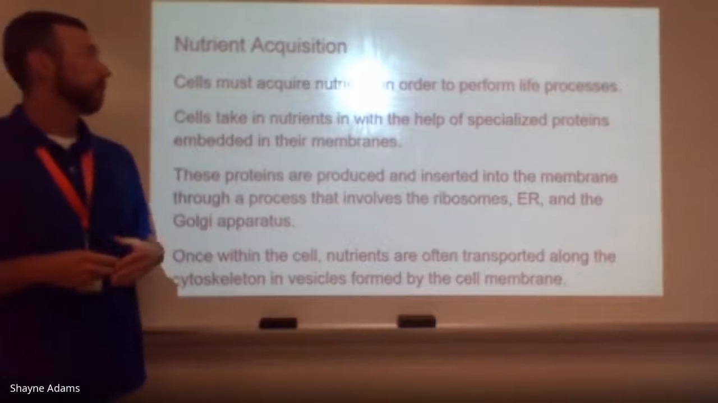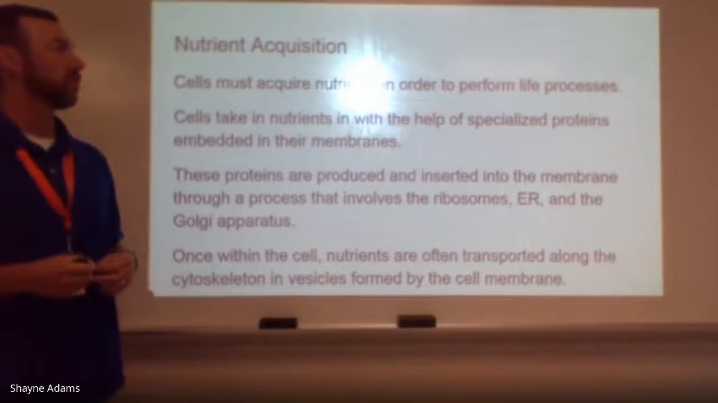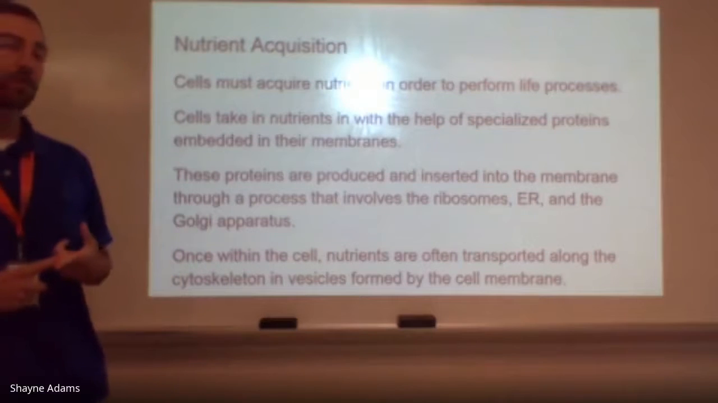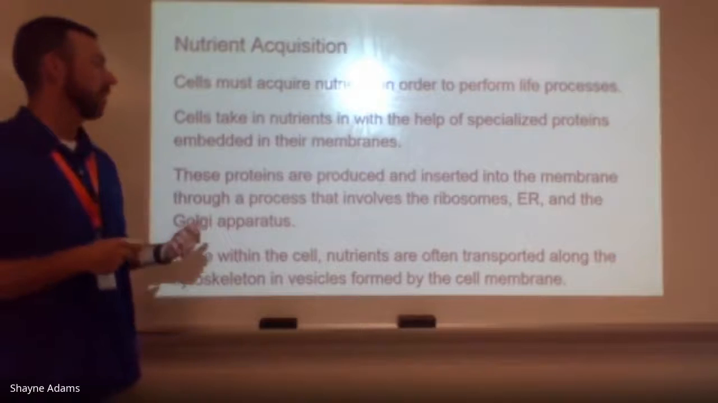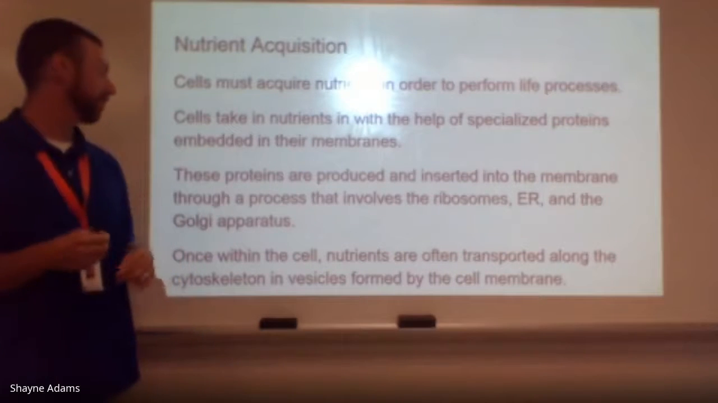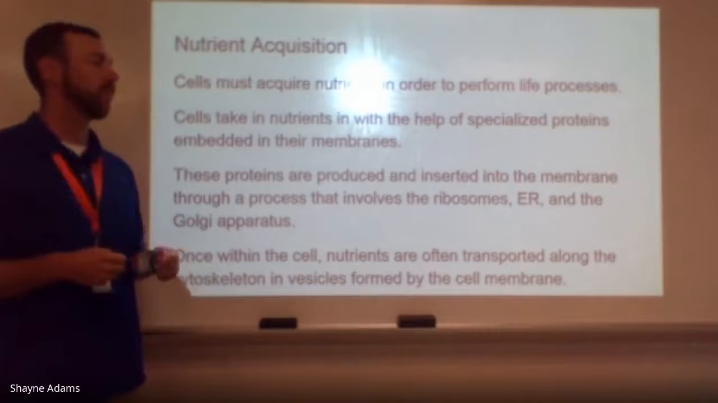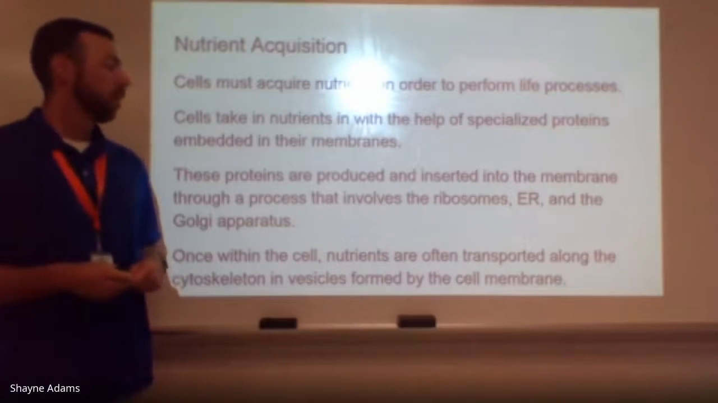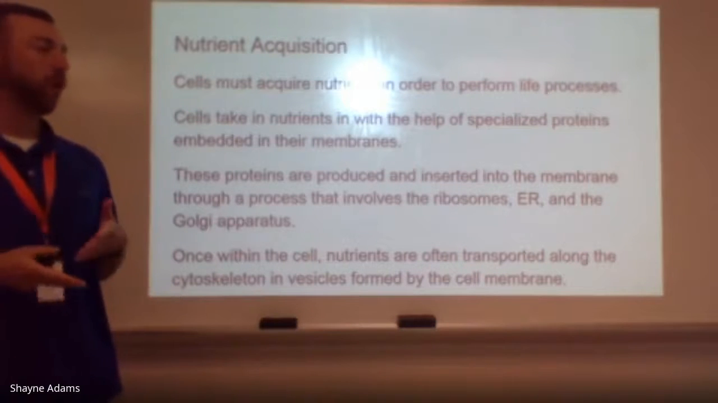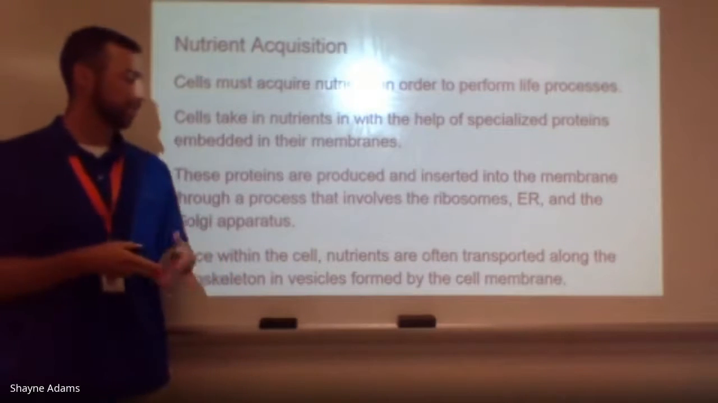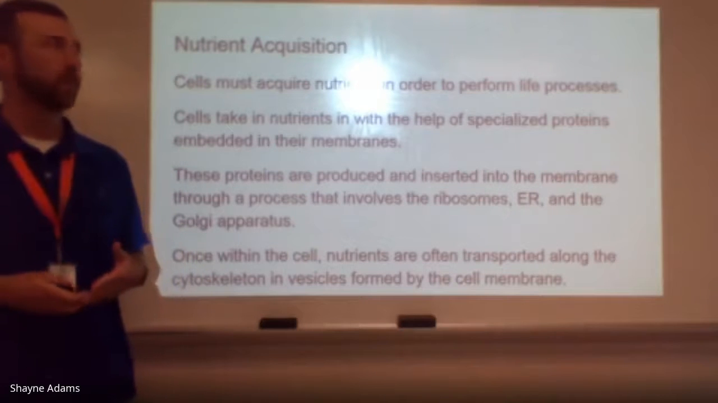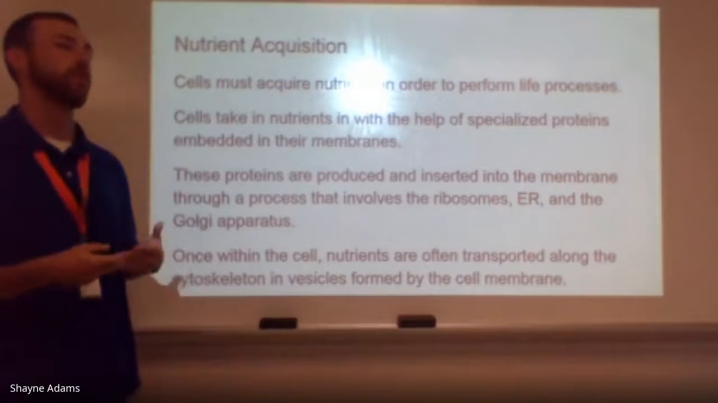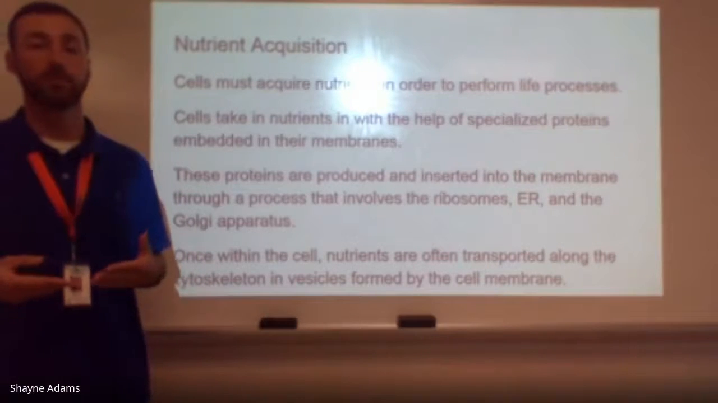Nutrient acquisition. Cells must acquire nutrients in order to perform life processes. Cells take in nutrients with the help of specialized proteins in the cell membrane. These proteins are produced and inserted into the membrane through a process that involves the ribosomes, the endoplasmic reticulum, and the Golgi apparatus. Once within the cell, nutrients are often transported along the cytoskeleton in vesicles formed by the cell membrane.